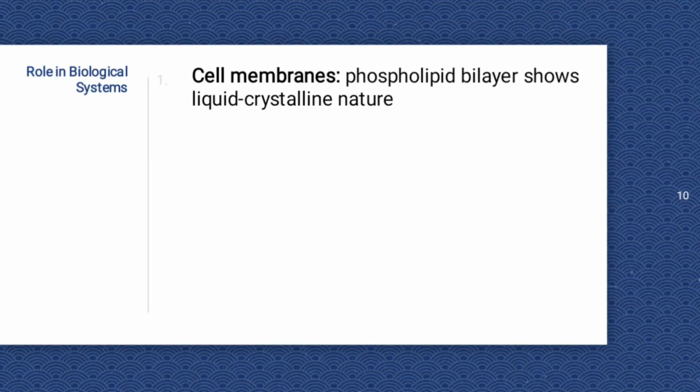Then moving to the next use, that is role in biological systems. The first is the cell membrane, that is the phospholipid bilayer shows liquid crystalline nature. So students, did you know that your own cell membranes are made up of phospholipids arranged in a liquid crystalline bilayer, right? This membrane gives both flexibility and structural integrity, a perfect example of balanced order and fluidity.